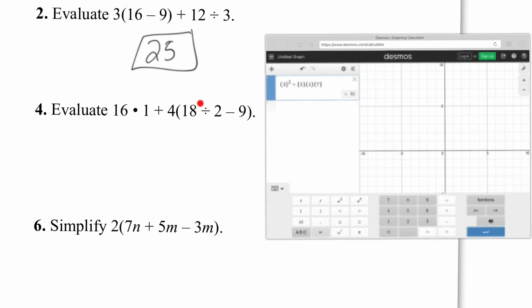Be careful with that division sign over here because it's going to make a fraction, and the -9 has to be on the right side of the fraction. So I'm going to delete what I have in decimals right now, and I'm going to start putting in the numbers. The 16 times the 1, and we add 4, we open a parenthesis, we have the 18 divided by 2. Now notice the cursor, when you put the division, there's the 18 divided by 2.